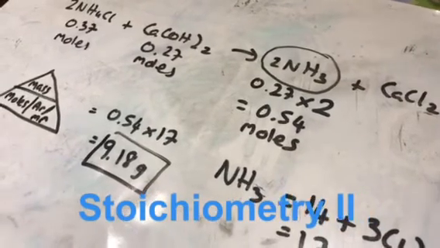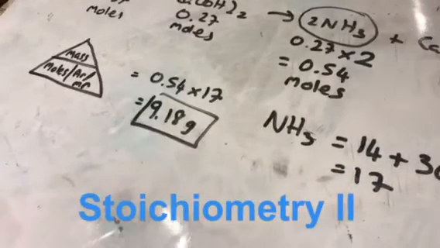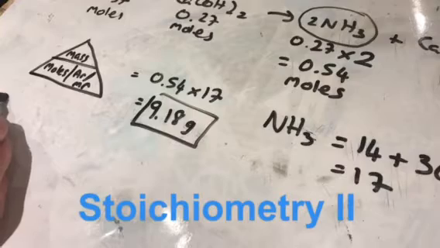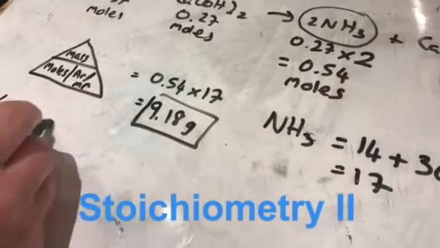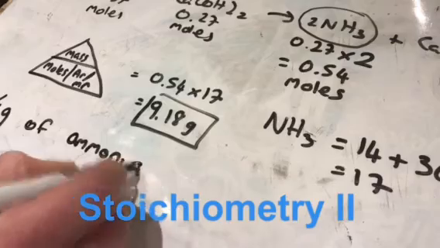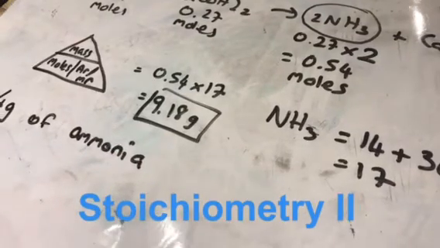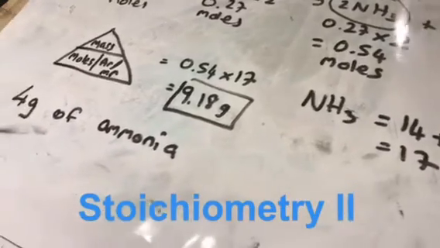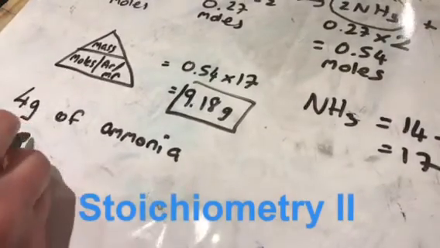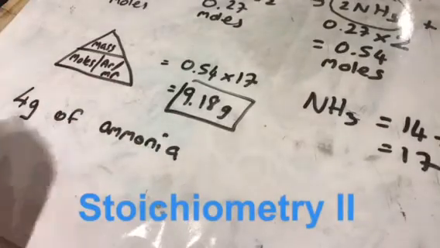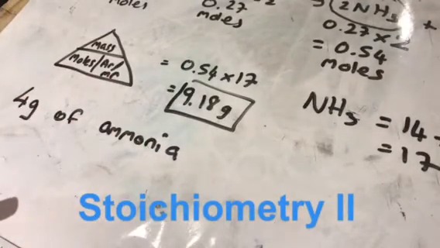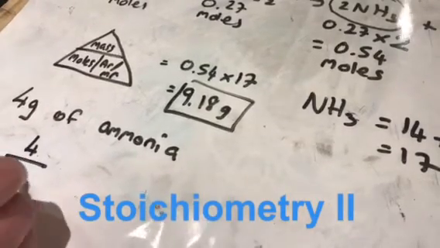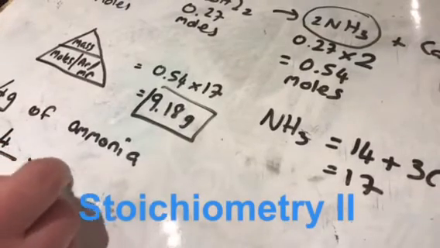Now we're going to have a little look at actual yield. Imagine if the question said, no, you didn't get 9.18 grams of ammonia, you got 4 grams of ammonia. What is the yield of ammonia if you've got 4 grams? It's just like getting the percentage of a test. Imagine your 9.18 grams is what the total test is out of, and 4 grams is what you've actually got. You're trying to work out the percentage. So it's going to be 4 divided by your theoretical yield, multiplied by 100.